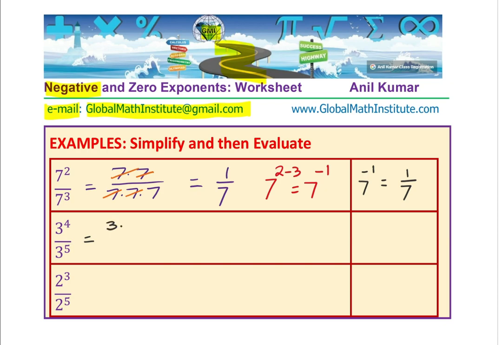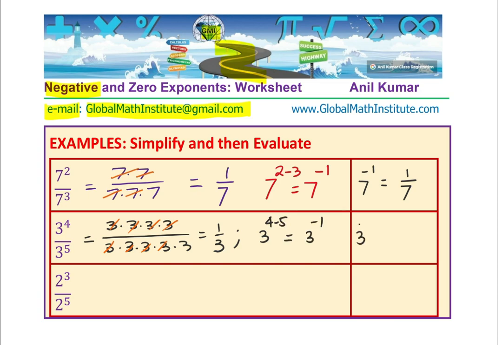3 to the power of 4 means we have 3 times 3 times 3 times 3, 4 of them, right? And 3 to the power of 5 means we'll multiply 3 by itself 5 times, correct? And clearly, we could again cancel one by one. And if we do that, we are left with what? Just 1 over 3. And if you do this exponent thing, that is 3 to the power of 4 minus 5, you get 3 to the power of minus 1.